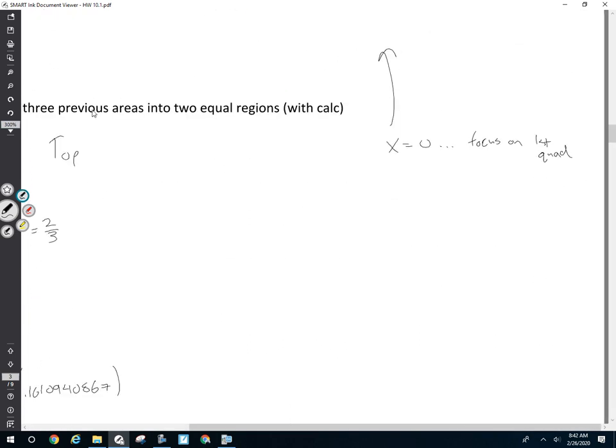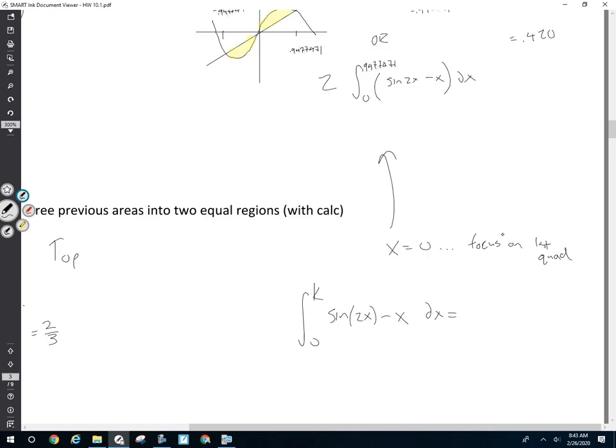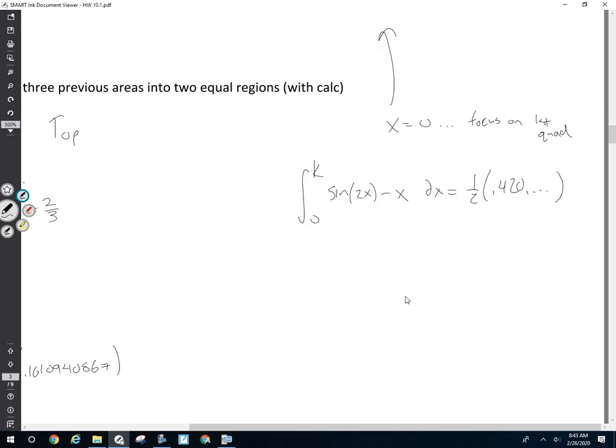And then for this one, I'm just going to focus on the first quadrant. So 0 to k of sine 2x minus x has to equal 1/2 my area. So that's 1/2 that 0.420 number. Take the antiderivative.